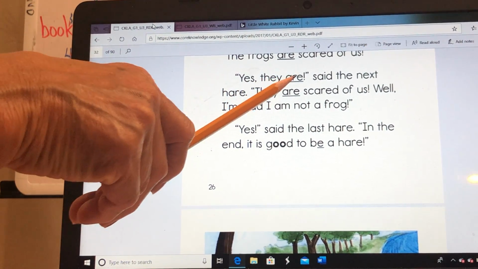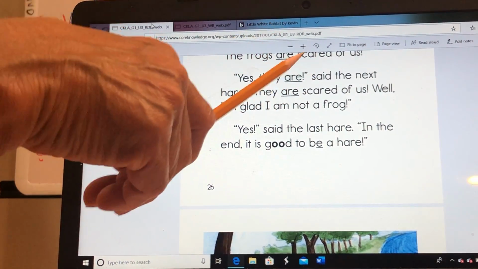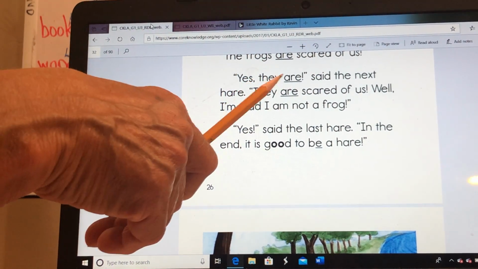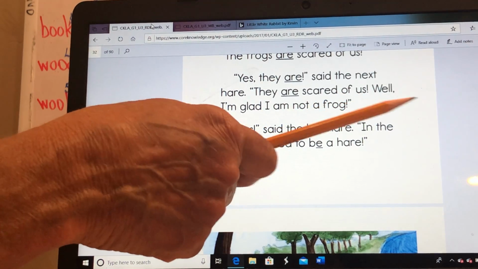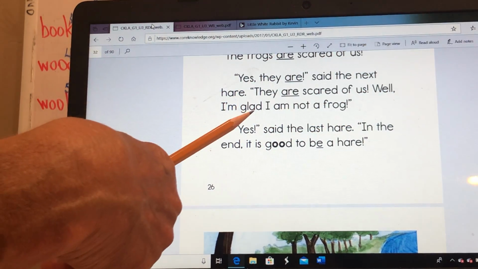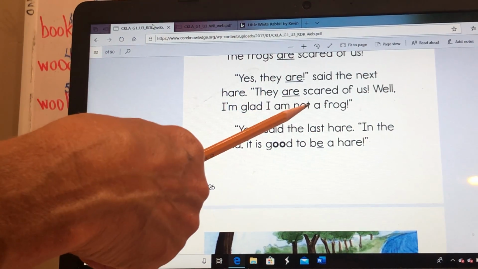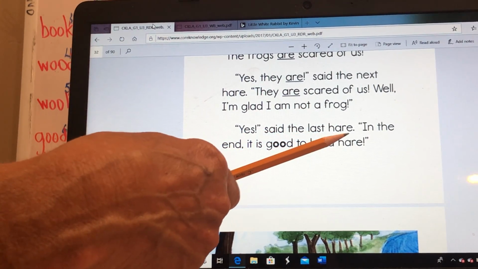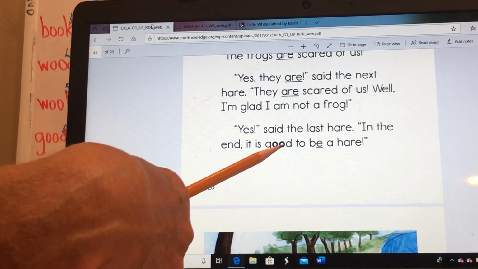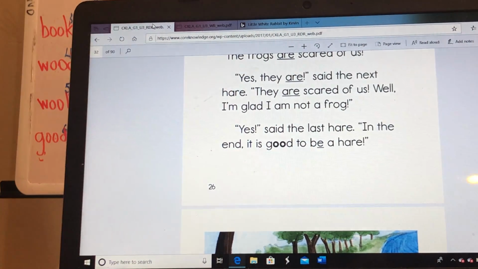Yes, they are. The frogs are scared of us. Yes, they are, said the next hare. They are scared of us. Well, I'm glad I'm not a frog. Yes, said the last hare in the end. It is good to be a hare.